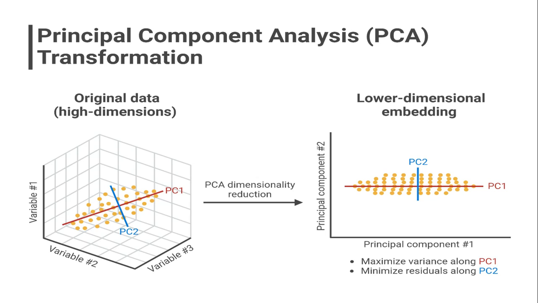Okay, then PC2, principal component 2, will be a vertical line with a blue color. PC1 will be a horizontal line with a red color. Minimize the variance around PC1, minimize residual along PC2. Thank you so much.